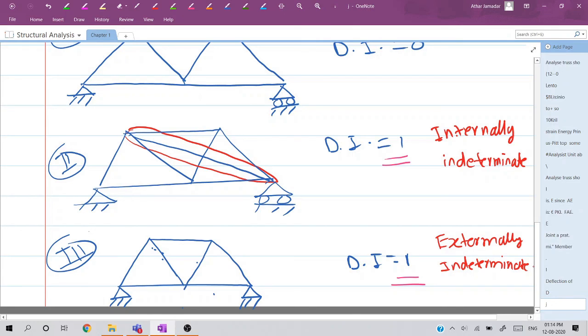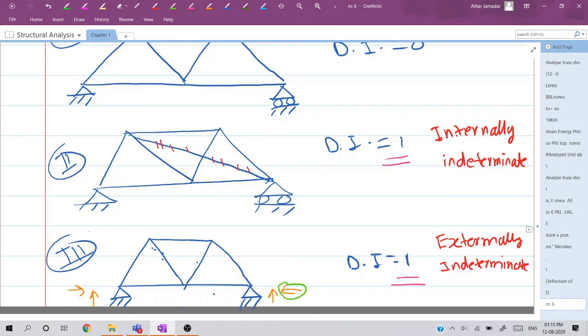In case number 2, this truss is indeterminate due to an internal member force. And in this case, this truss is indeterminate due to external reaction. That means there will be 4 reactions. Due to one extra reaction, this truss is indeterminate. And in the other case, due to an internal member, this truss is indeterminate. So there are two types of indeterminate trusses: externally indeterminate or internally indeterminate. Both types of cases can be there.